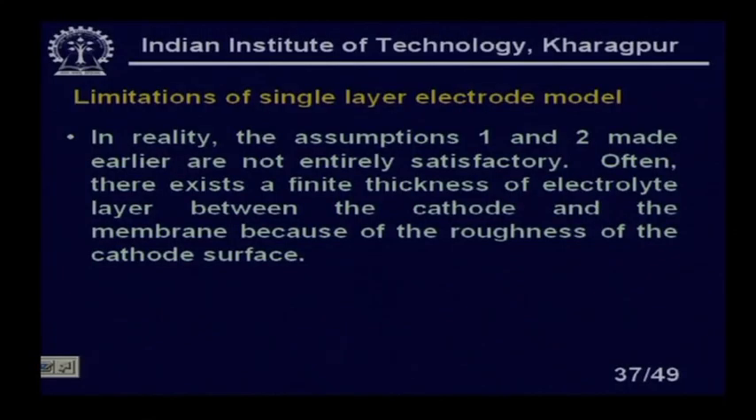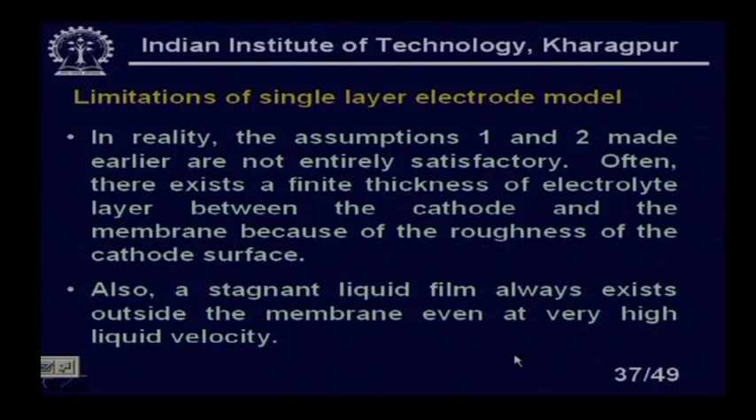Because of the roughness of the cathode surface, though we claim that the cathode surface and membrane are absolutely plain, so there is no chance of electrolyte coming in between, if there is a slight roughness, a layer of liquid or electrolyte will come in between the membrane and the cathode. So, that is to be taken care of. In the single layer model, we have not taken care of it. We have assumed that the thickness of the electrolyte is 0 in that region.